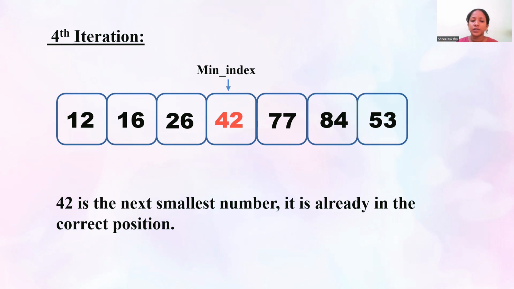In the fourth iteration, we consider 42 as the minimum element and we search for the smallest element in the unsorted list. When we compare the elements, 42 is the next smallest element. It is already in the correct position, so there is no need to swap the element.